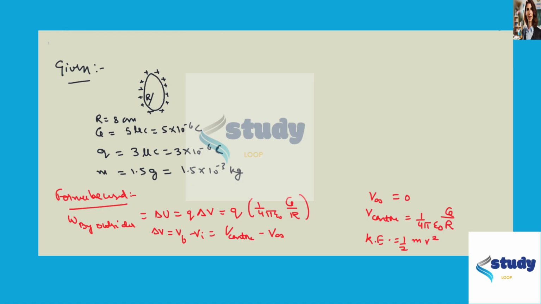Welcome to question number 23.34 of chapter 23, electric potential. We have a ring of diameter 8 centimeter. So let me put it again. This is the diameter, so your radius is 4 centimeter.